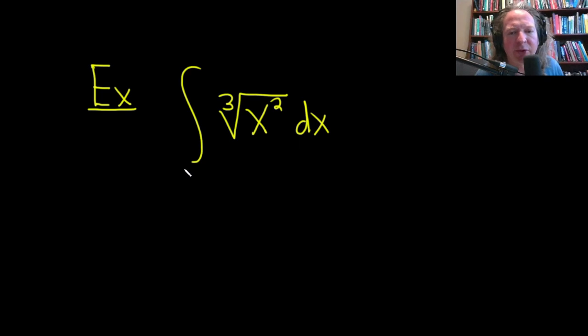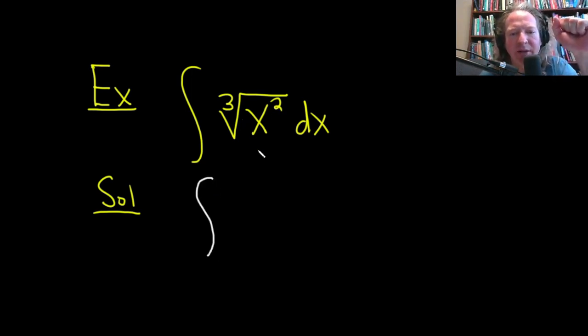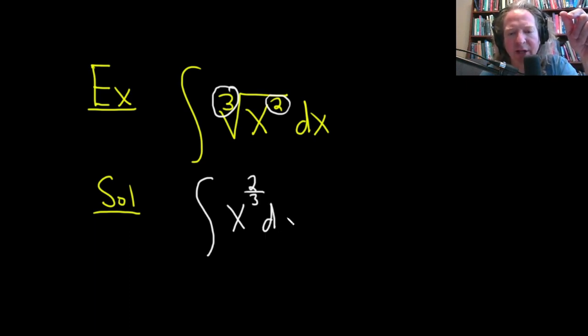Okay, let's do this example. We have the integral of the cube root of x squared, and we're integrating with respect to x. So the trick for this problem is to rewrite it first. Because we're rewriting and we're not integrating yet, we still have to write the integral sign. And basically, this can be written as x to a power as follows. So it's x, and it's going to be this number here over this number here. It's always this number over this number. So it'll be 2/3, and then we have the dx.